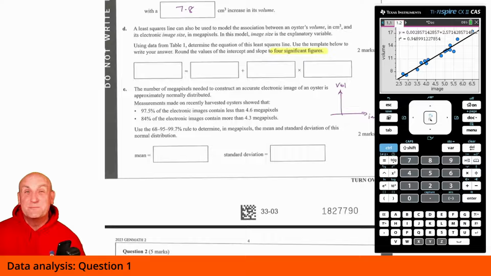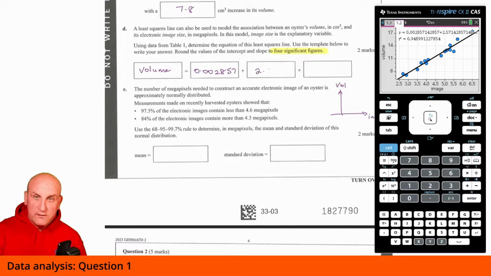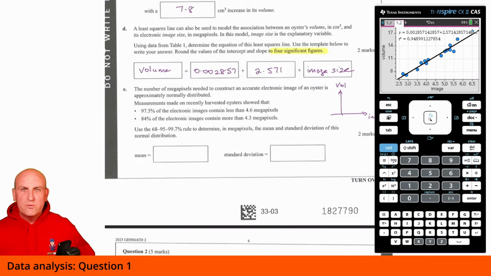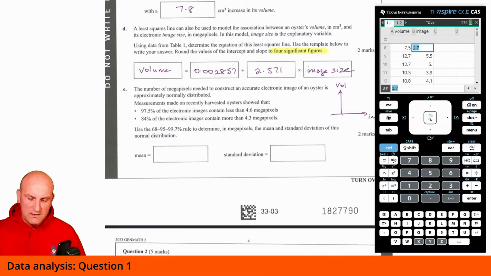It isn't. Your calculator's a dumb piece of machinery. Sorry, calculator. But basically, I've got to make sure that I do what's on the y-axis, which in this case was volume. So I'm going to write volume here equals 0.00. Oh dear me. 0.00. Now to 4 significant figures, that's going to be 2857. 2857 plus 2.571 times my image size, I think it said, wasn't it? Yeah, image size. And there we go. Volume equals 0.002857.